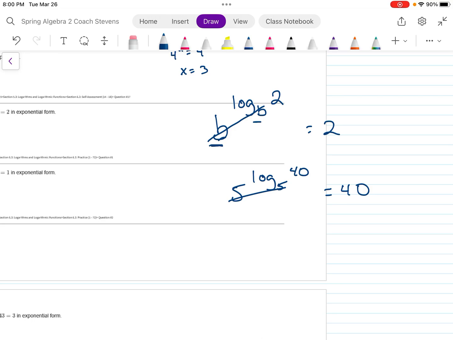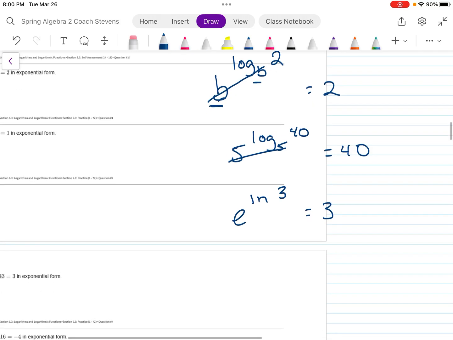Same thing works out with e. If I have e raised to the ln power, let's say e to the ln of 3, well, the answer is technically just 3, because e and ln are inverses of each other. And remember, as I showed in class today, we could rewrite ln as log base e. And so now that would cancel like I did up above with the 5s. And my answer is 3.